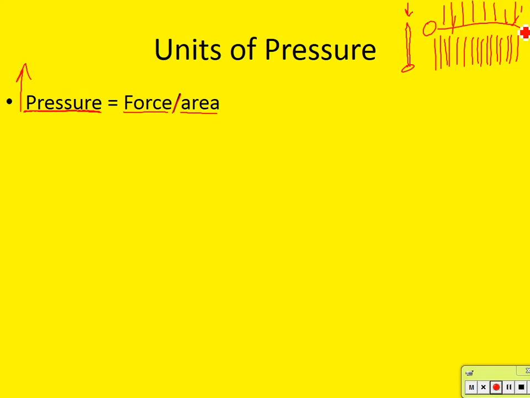So what are you doing with the area here? You're increasing the area. And what happens if you divide by a larger number? Pressure goes down. So there's not as much pressure on this, so it's not able to actually go into the skin if you use enough of them. So I always like to think about that when you're thinking about pressure. So it's force divided by area.